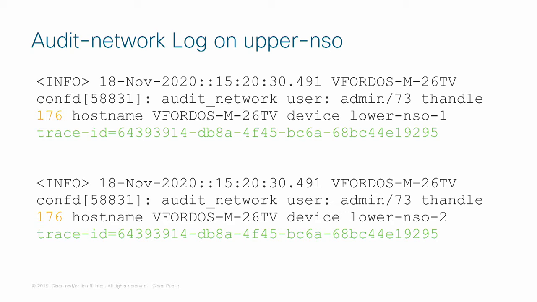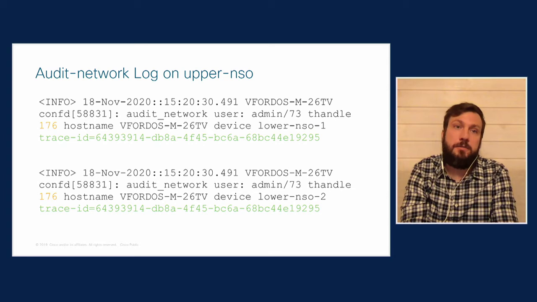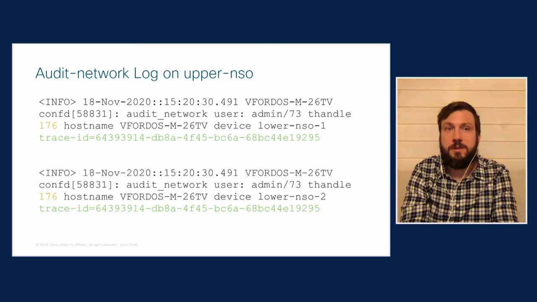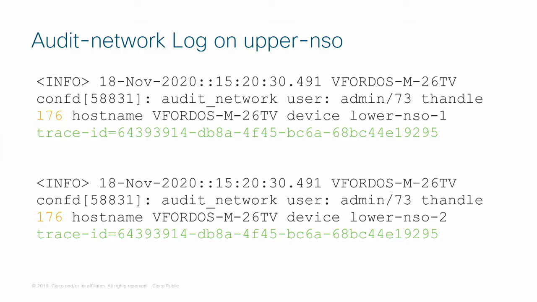And in the case of LSA setup, from the top node, top CFS node, the devices are of course the lower LSA nodes. So here we are looking at log headers from the Audit-network Log on the top NSO, the CFS node. And what we see here that's primarily interesting is that we have the devices mentioned at the end, the device lower NSO1 for the top header and device lower NSO2 for the lower header. In between these, there would be a block showing exactly what changes are being pushed to the lower NSOs. We have excluded those details in this presentation.